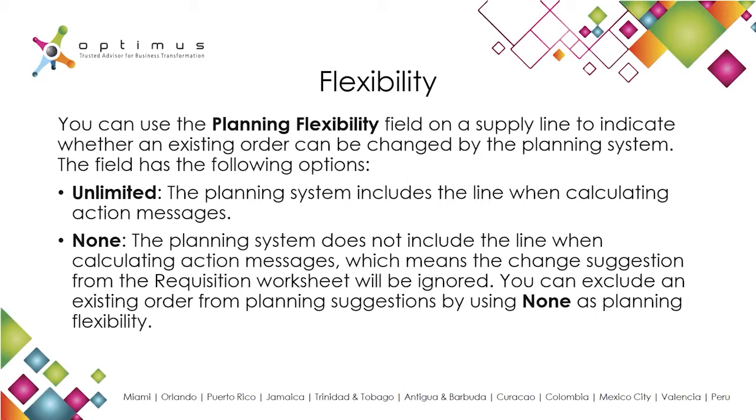Okay, what else is important to learn? We have the planning flexibility field, okay? On a supply line, it indicates whether an existing order can be changed by the planning system. The field has the following options: unlimited and none. All right, and this is for the purchasing team as well, right?